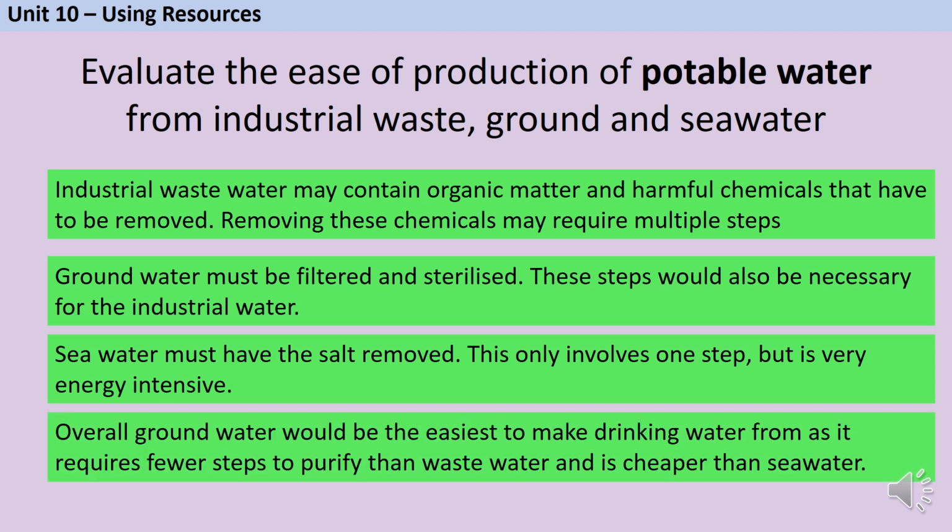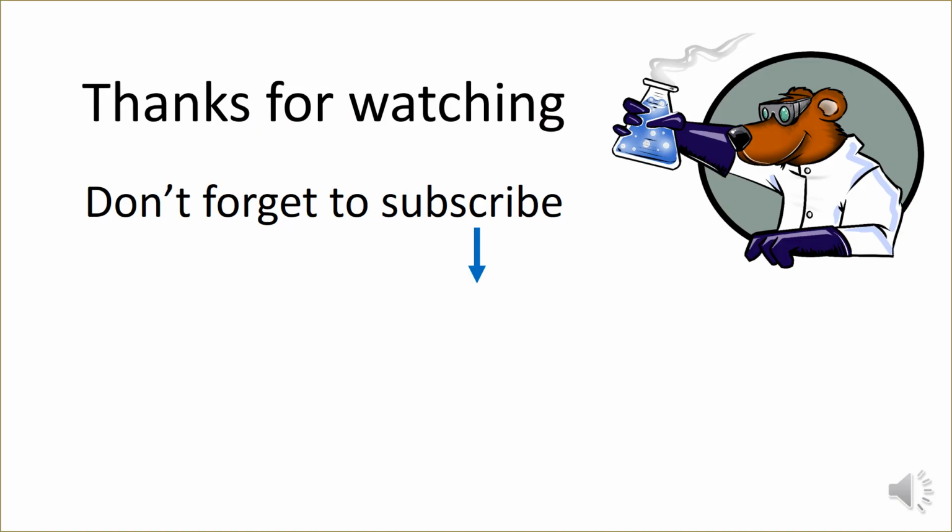So I've concluded that groundwater would be the easiest to make drinking water from because it requires fewer steps and it's cheaper than seawater. Remember, for these evaluate questions, there's not usually a right answer. So if I wanted to say that seawater was the best option because it only had one step, then that would be a valid conclusion as well, and I would still get the marks. So that's everything that you need to know about potable water and how to produce it.